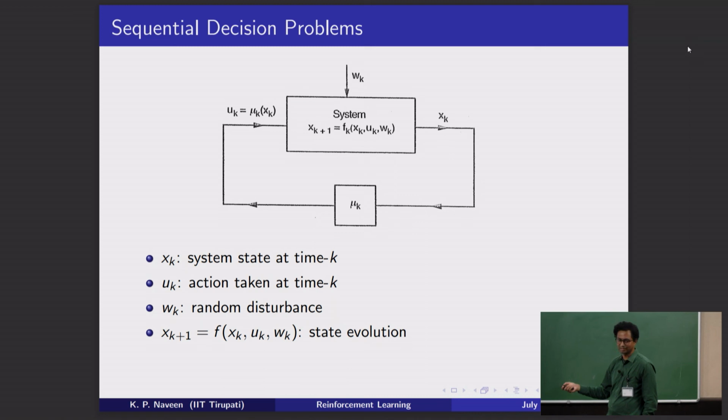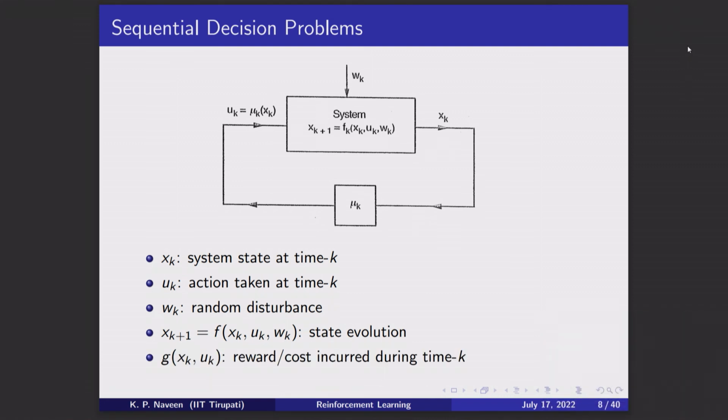So, the state is not deterministic like the simple IO system that you study in signals and systems. The next state is not a deterministic function of the current state and current action; it is decided by the amount of randomness there. So, this is state evolution. And finally, one more component which is not shown here is some kind of reward or cost that you are going to incur during each time. When you are in this state and you place this action, there is a reward or cost incurred. This is the key component that will enable you to learn about the system.